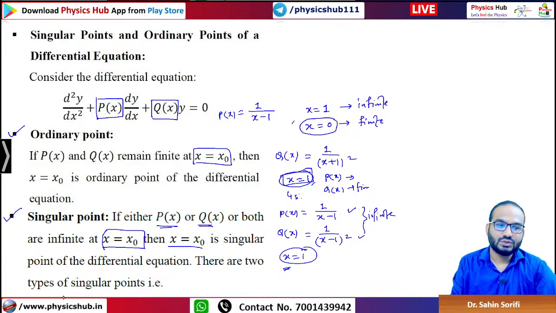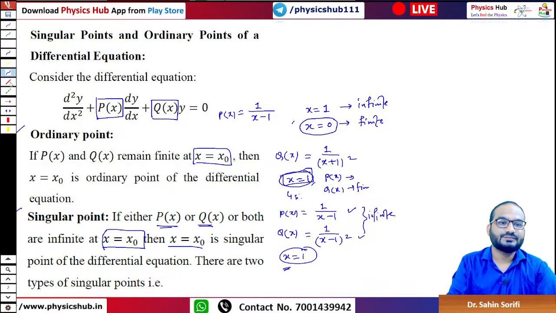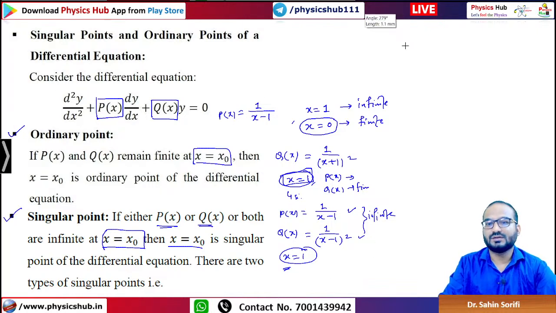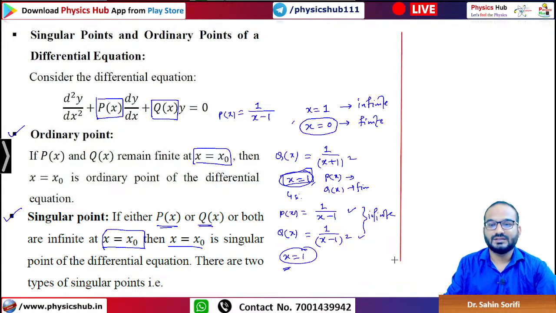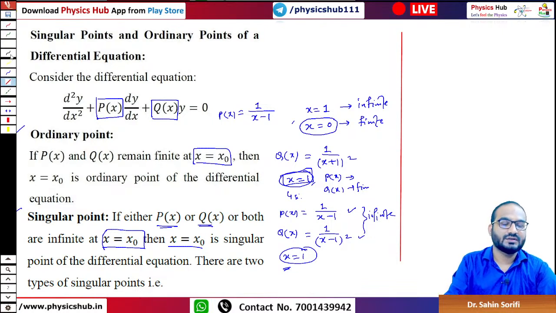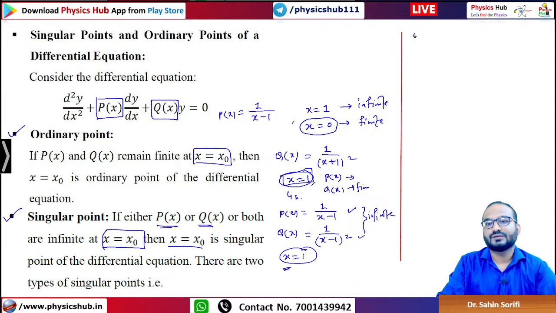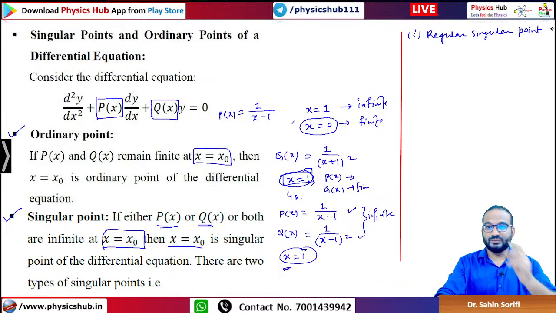Now there are two types of singular point. What are those two types? One is regular singular point, another one is irregular singular point. The first one is regular singular point. Regular or removable means these are singular points, but they can be removed.